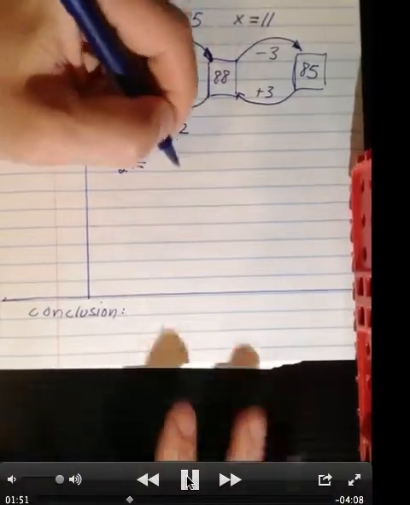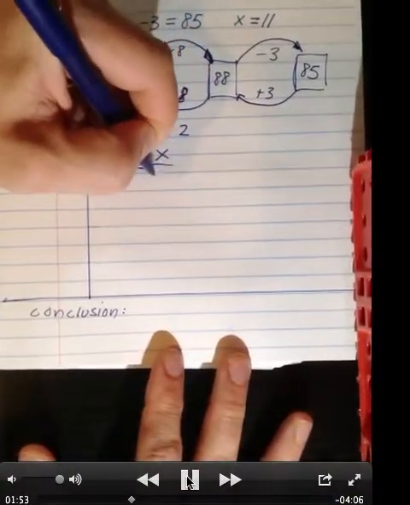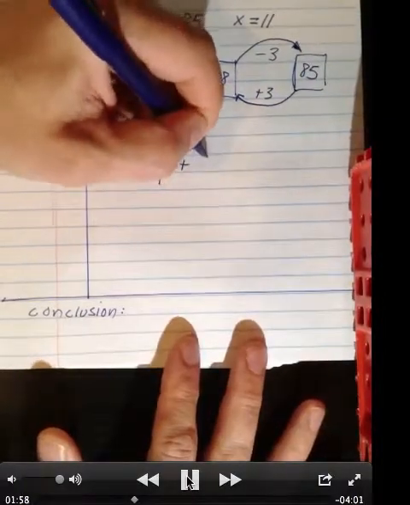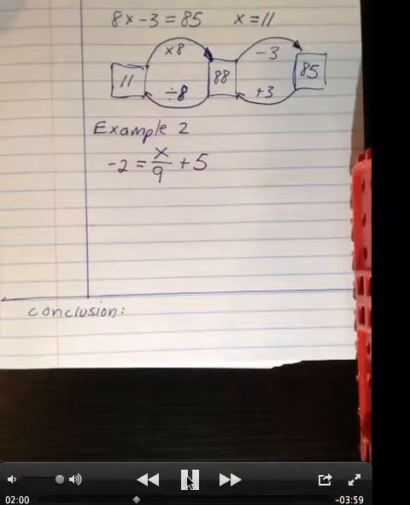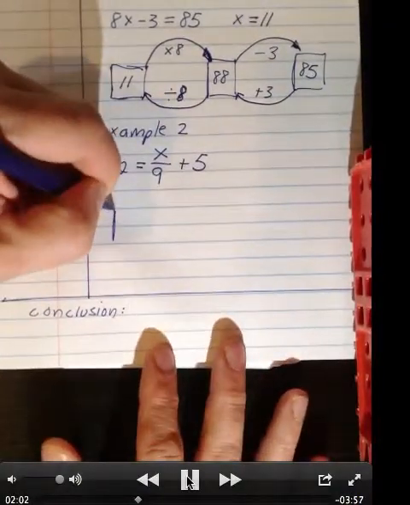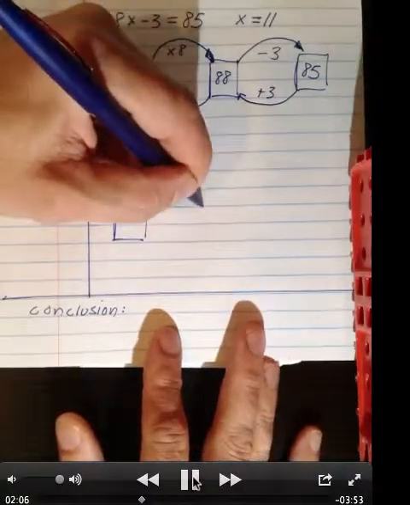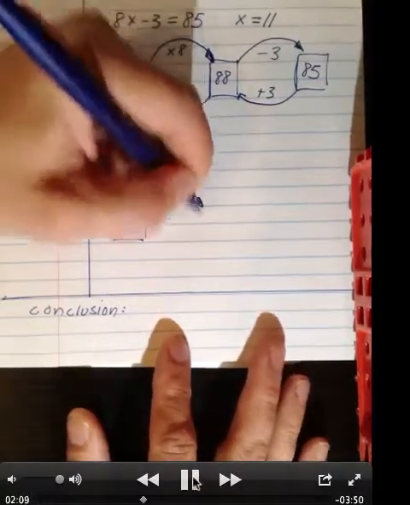Example 2, negative 2 equals x divided by 9 plus 5. So there was a number, something happened to it, and it became a new number.